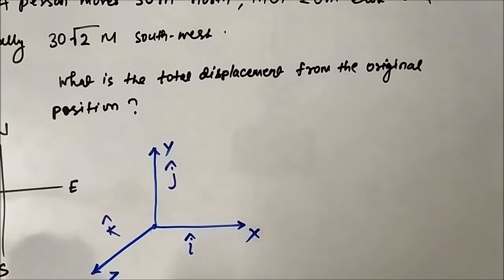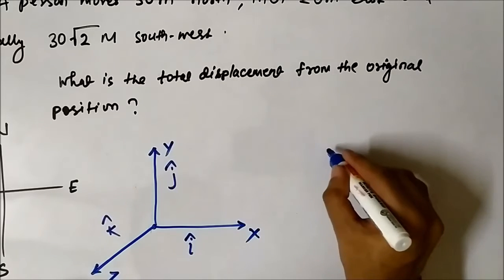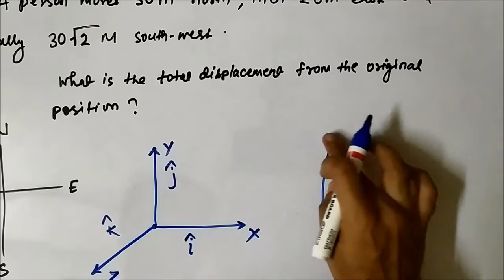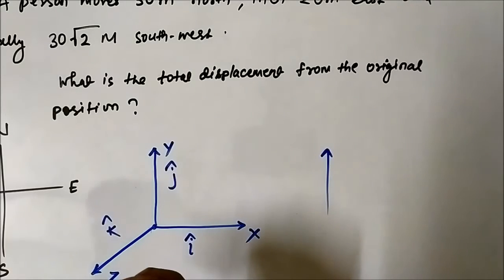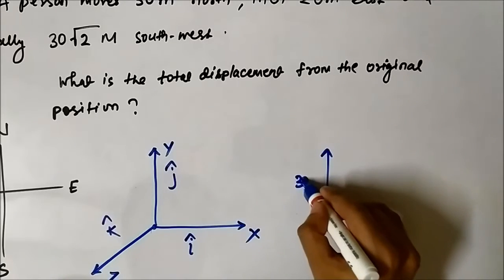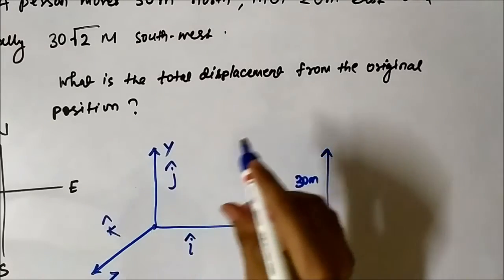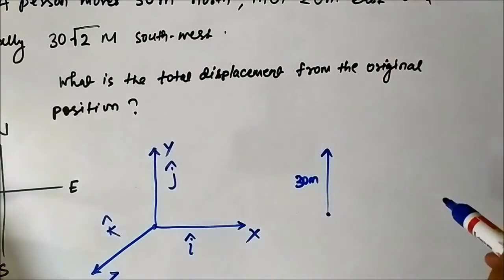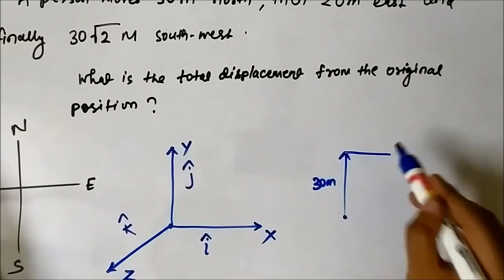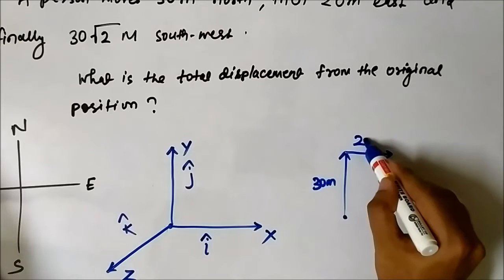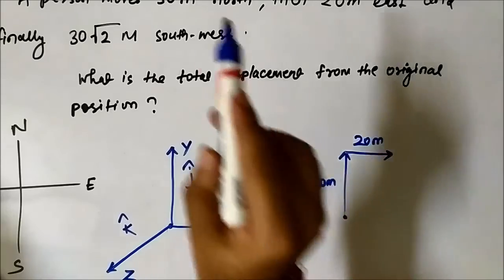According to this question, the person first moved 30 meters north. The initial position is this, 30 meters north. Then he moved 20 meters east. North, then east, 20 meters east. Then he moved 30 root 2 meters southwest.